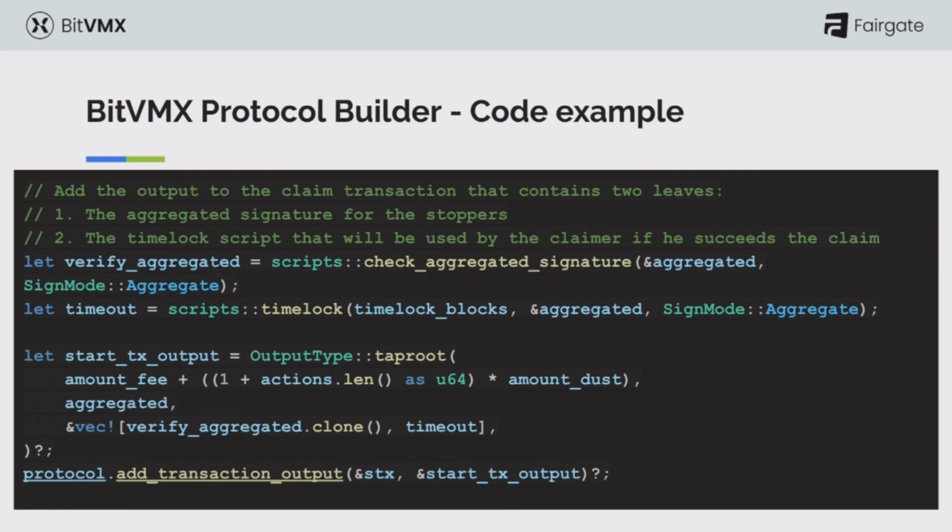Finally, we create the output type, in this case a Taproot, put the amount that we want to send, the public key that will be sending it, and the scripts that will be part of it. In this case, it could be signed by everybody or a timeout.